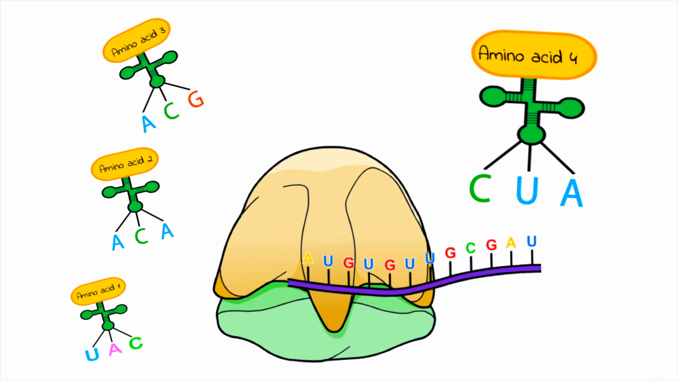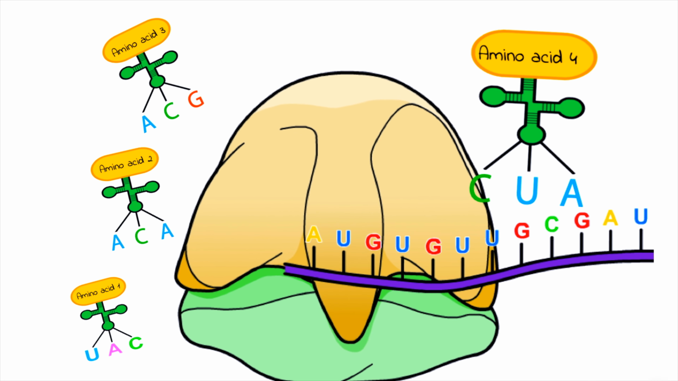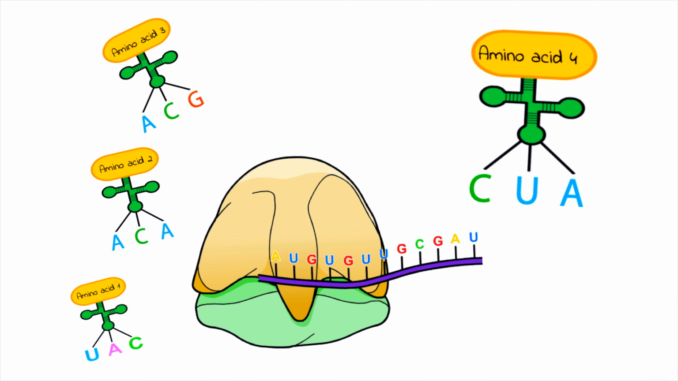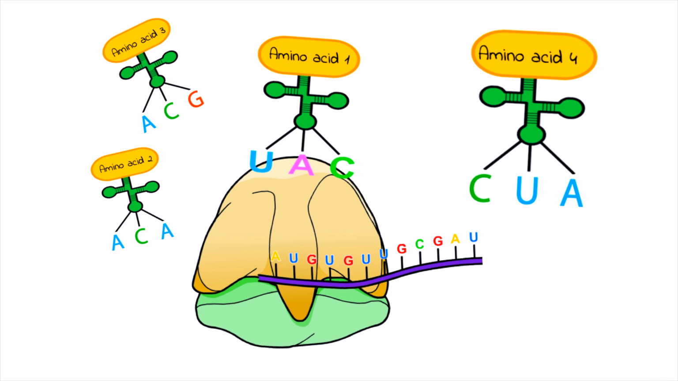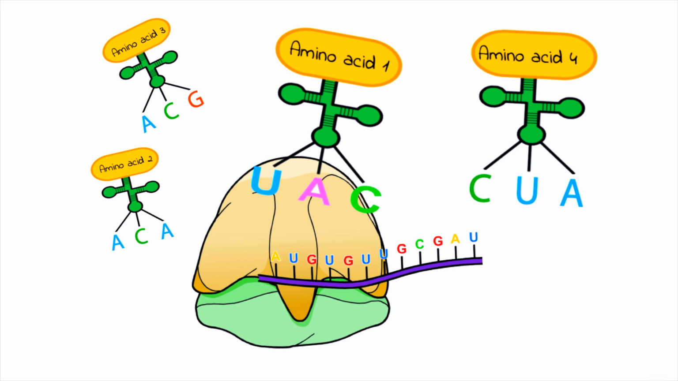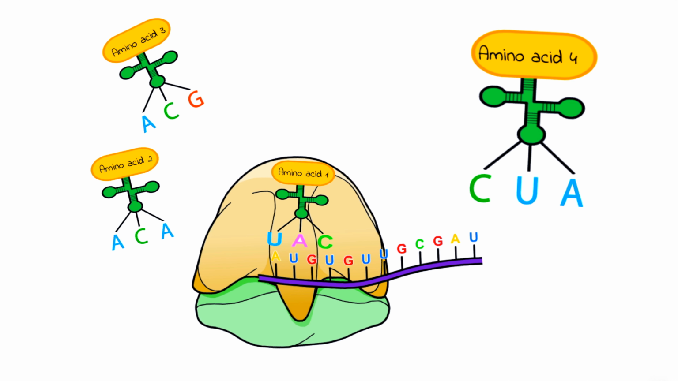So the first triplet on the messenger RNA is what we call the start triplet. You have to remember that start triplet because it's always the same. We call it the AUG triplet. So that's always the first triplet on the messenger RNA. Now, AUG would correspond to what? It would always pair up with UAC. So that means I'm going to put the first amino acid here at the beginning.